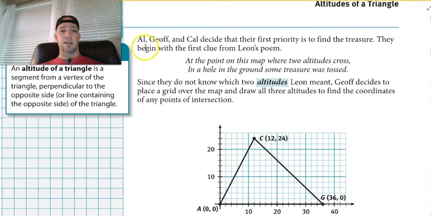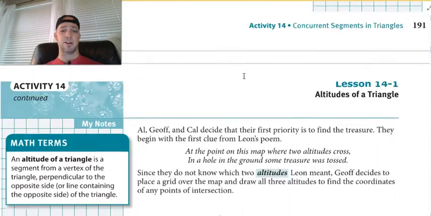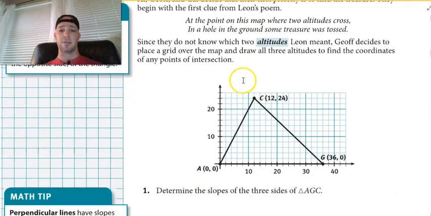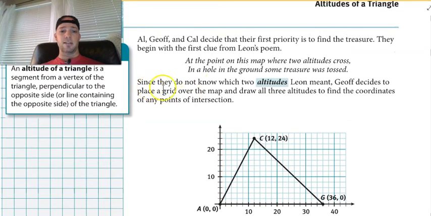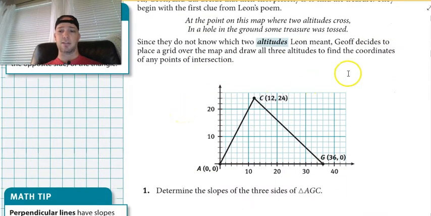So the people, Al, Jeff, and Cal, decide that their first priority is to find the treasure. So they want to find where the altitudes cross to be able to figure out where some treasure was tossed, because maybe that treasure will help fund some of their plans. So since they do not know which two altitudes Leon meant, Jeff decides to place a grid over the map and draw three altitudes to find the coordinates of any points of intersection. So here is Lucky's land where they put vertices, where the visitor centers are going to go on the corners of that triangular shaped island.